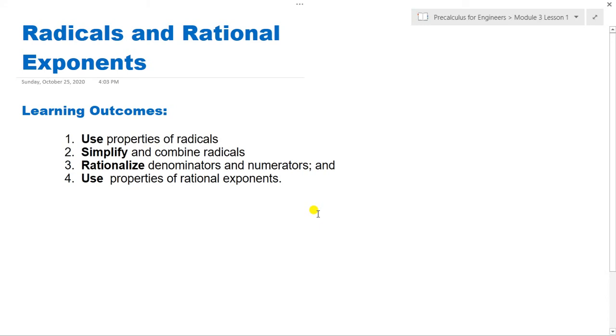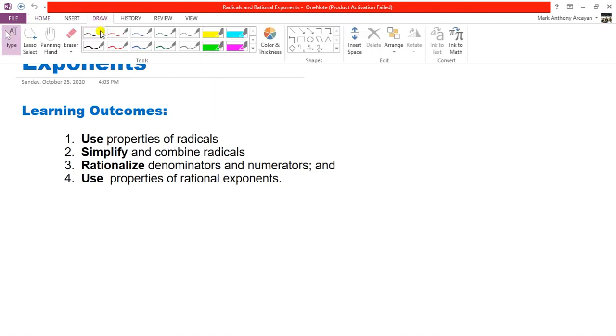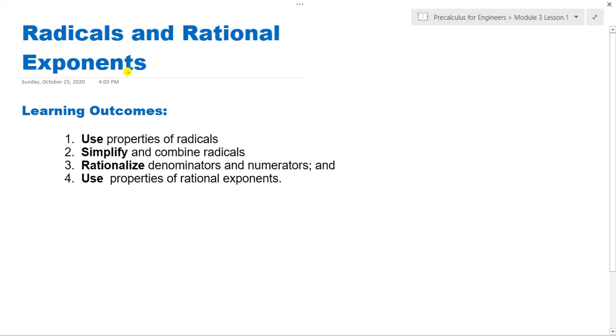So in module 3, we have two lessons. The first is radicals and rational exponents, and then the other one is rational expressions. So for radicals and rational exponents, in this lesson you'll be able to learn the properties of radicals. So maganda siya, what are those properties? And then simplify and combine radicals, like yung mga operation, addition, subtraction, multiplication, and division.